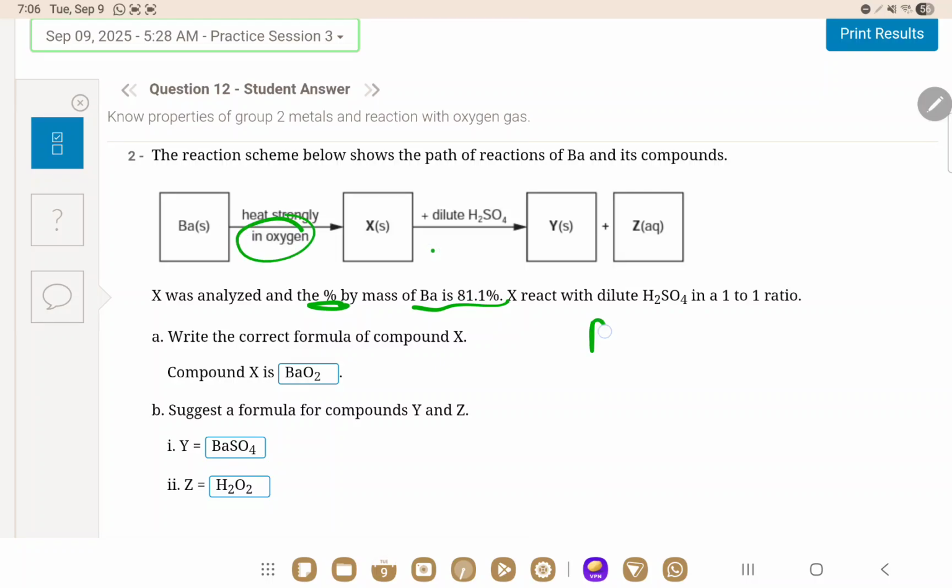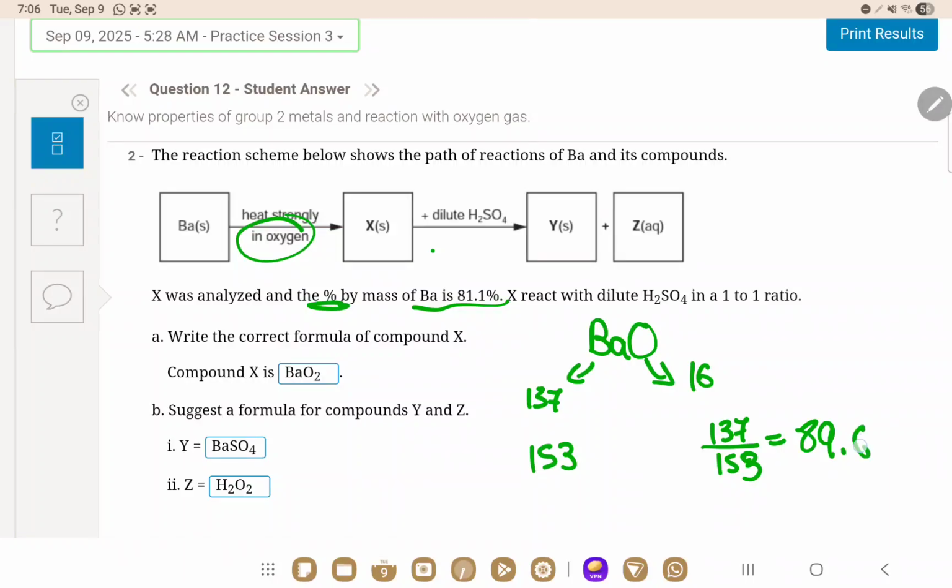But let's see something. When you put BaO, Ba has an atomic mass of 137, O of 16. Add them together, you're going to get 153, if I'm not wrong. Yes, 153. When you do 137 divided by 153, is it 81.8%? No, it is 89.6%, I think. It is almost 90%.